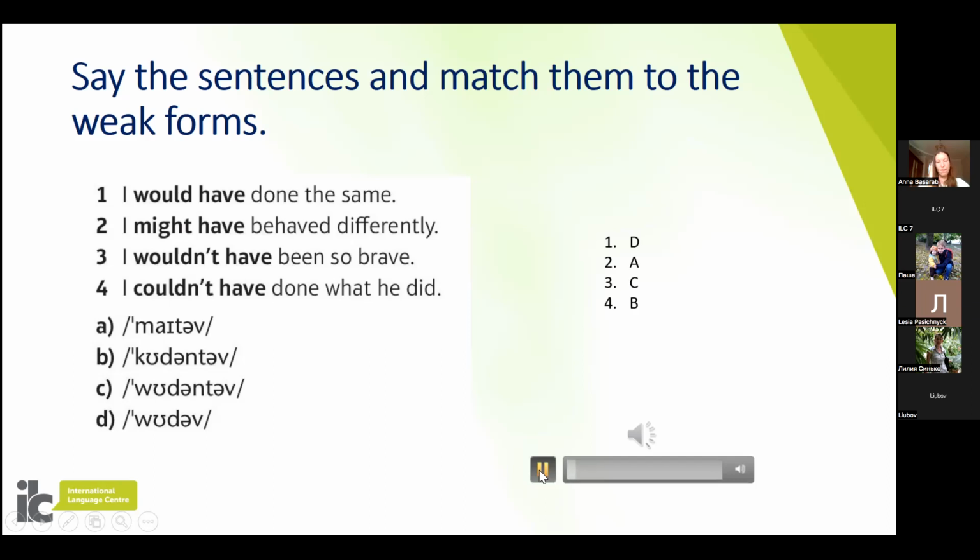Unit 8. Behavior. Recording 1. 1. I would have done the same.